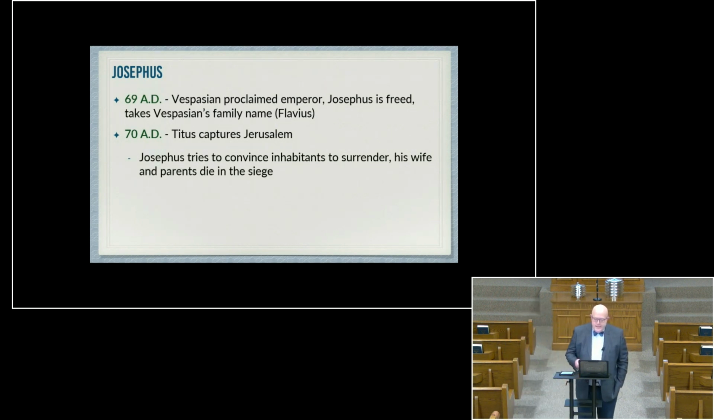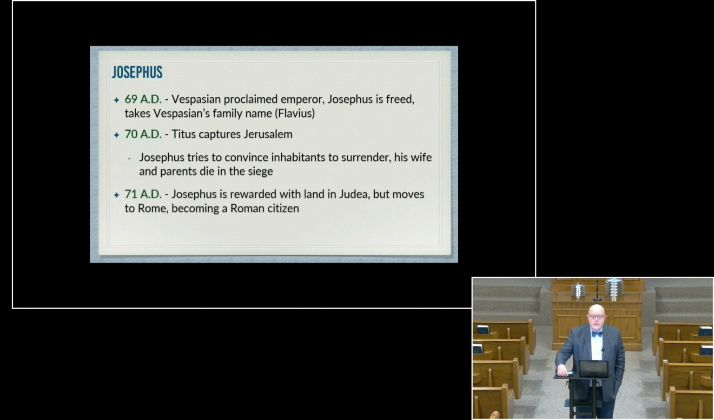In 71 AD, being the good turncoat that he is, Josephus is rewarded with land in Judea. Because you have faithfully served us, we're going to give you some land there. But he ends up moving to Rome, and he becomes a Roman citizen. Now, got an idea why it might not have been a good place for him to live for very long in Judea?